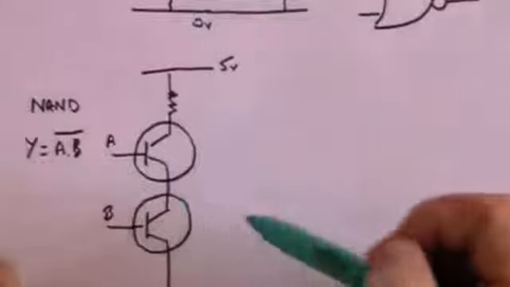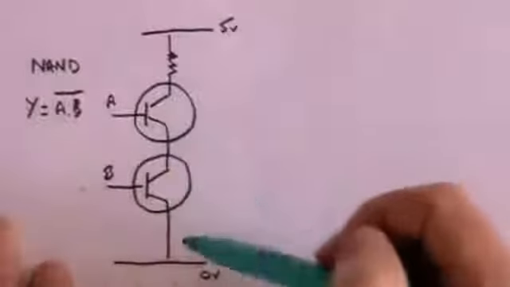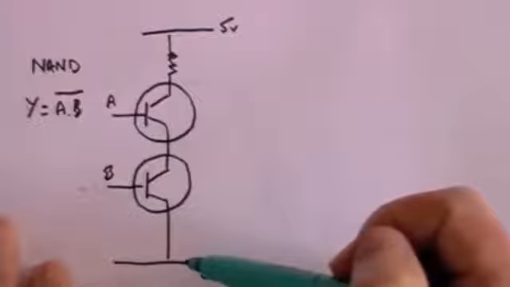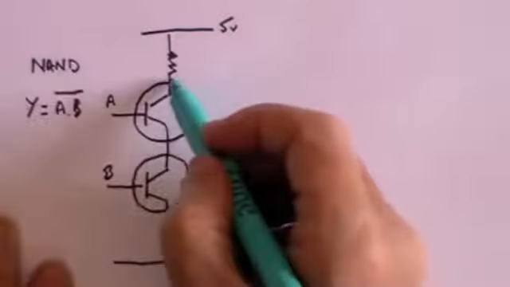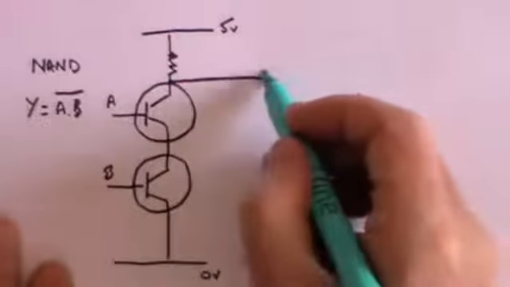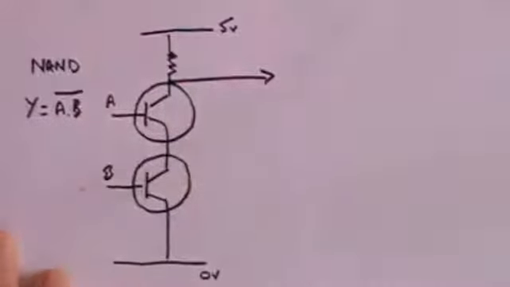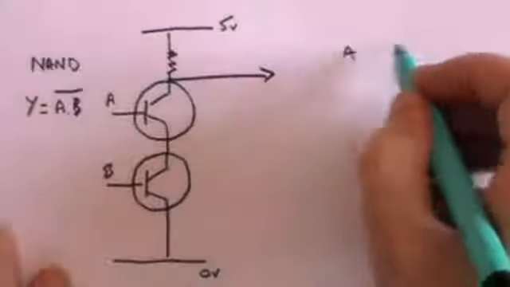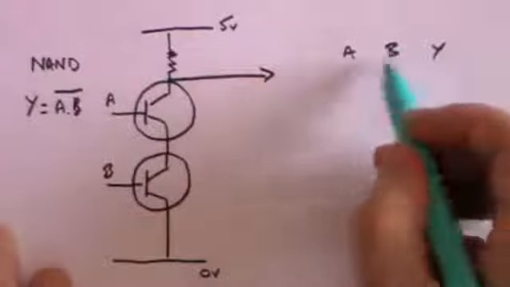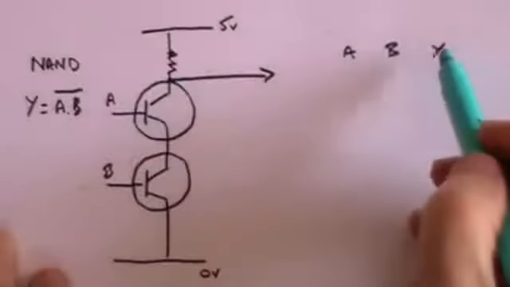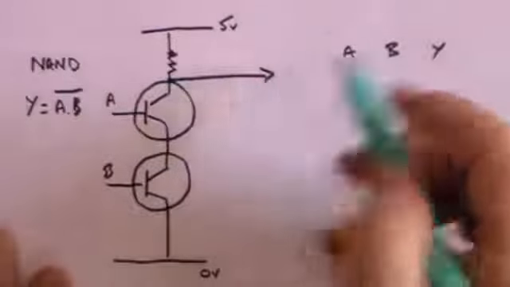So essentially, once again, we've put a battery between the two devices, and this time we're going to take our output along this line here. And now we'll draw our truth table as we go along. A and B are our two inputs, and Y is our output.